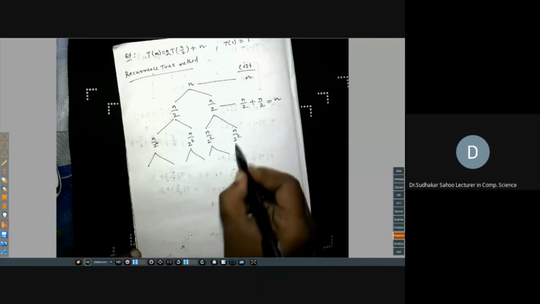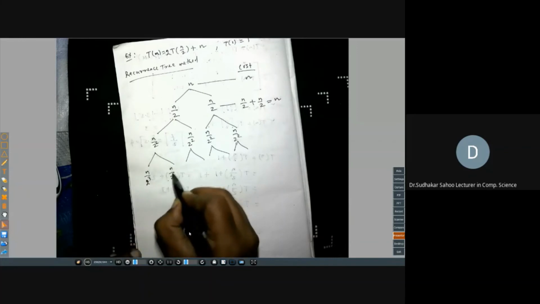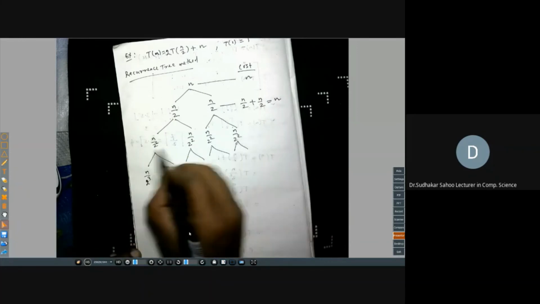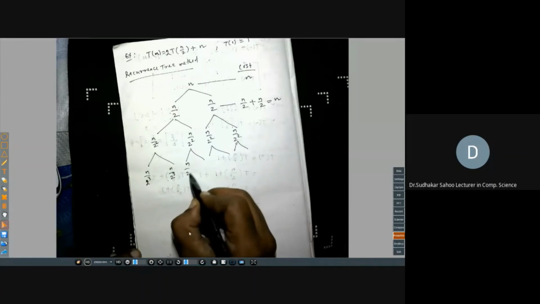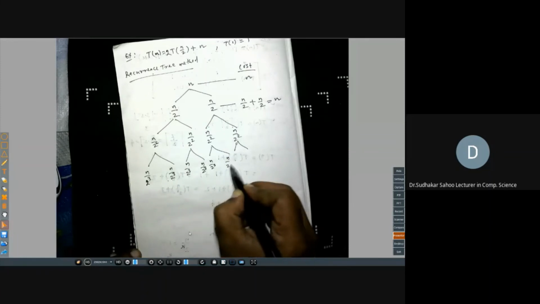Similarly, you go on dividing. You will get a tree, n by 2 cube, n by 2 cube, with cost n by 2 square. Here also n by 2 cube.